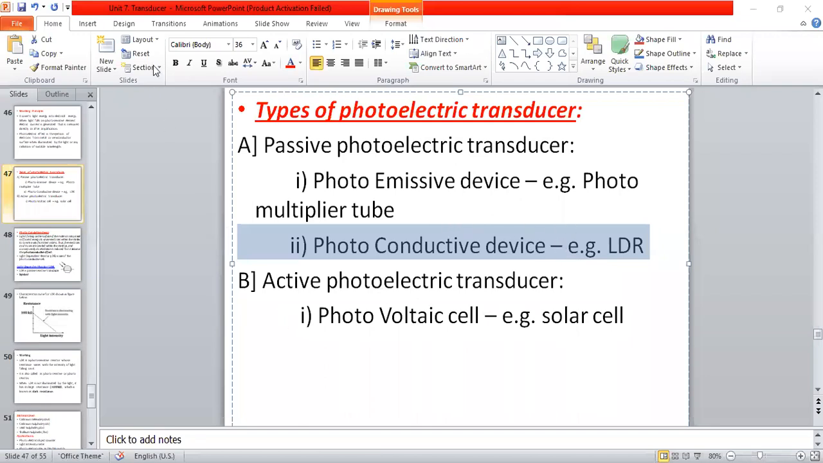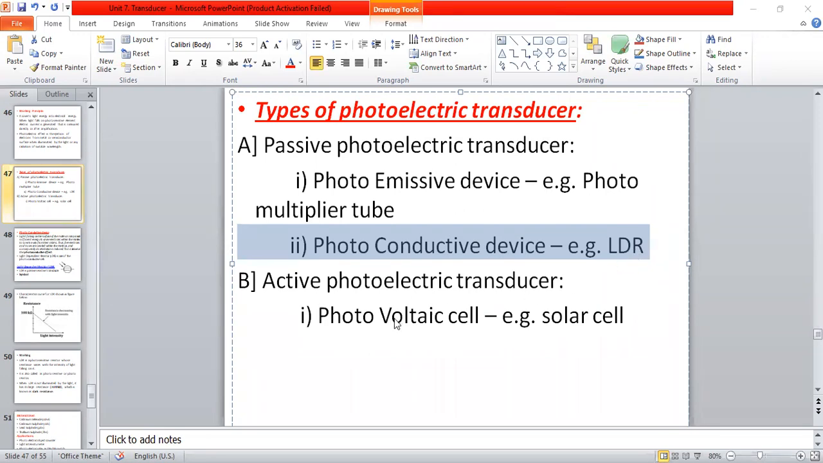So the second type is the active photoelectric transducer. The first one is the light dependent resistor. The value of the resistor will change if the light changes. If the light changes, then the value of the resistance will change. We connect it to an external supply and we can measure voltage, current or resistance.